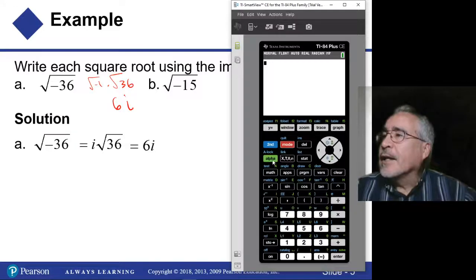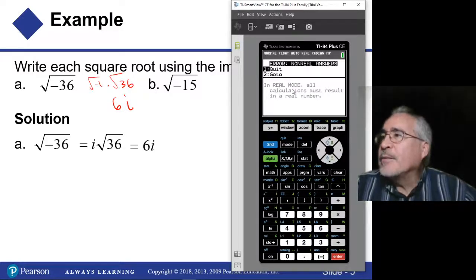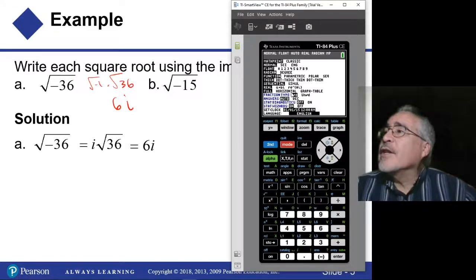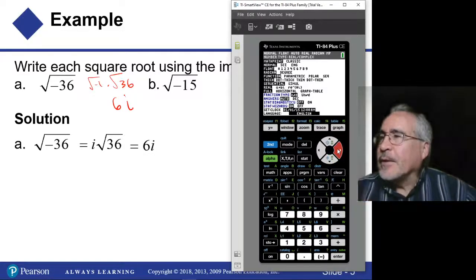Let's come back here. Let's go with square root of -36. I don't think I have it set yet, so it tells me an error. I'm in real mode, so it can't calculate it. What we're going to do is switch over into imaginary mode. Down here, where it says real, there's a plus bi, and then there's polar coordinates, or polar numbers. We won't even talk about those yet.